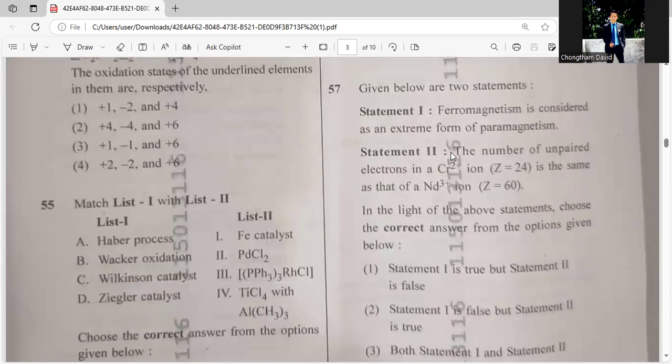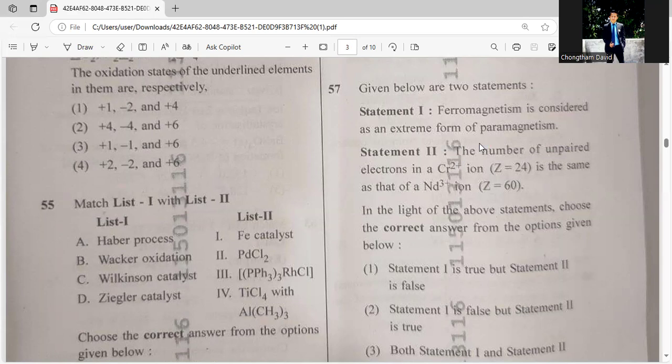Question number 57. Ferromagnetism is considered as an extreme form of paramagnetism. Statement number 2: the number of unpaired electrons in chromium ion is the same as that of neodymium ion. So question number 57, the first statement is true. Ferromagnetism is an extreme form of paramagnetism is correct.